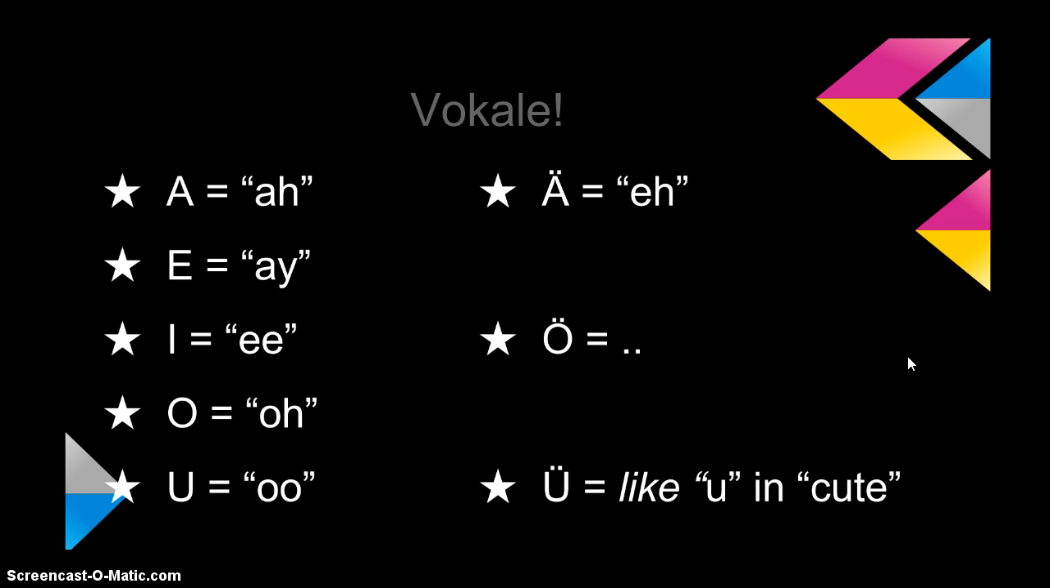Vokale, vowels. These are the German vowels. We have A, E, I, O, U. Now these letters, when by themselves, are pronounced like this almost all the time. Then we have A mit Umlaut. That's pronounced eh. O mit Umlaut, we don't really have a sound for, but it's closest to the sound in words like her. And then U mit Umlaut is closest to the U in cute. Ü.